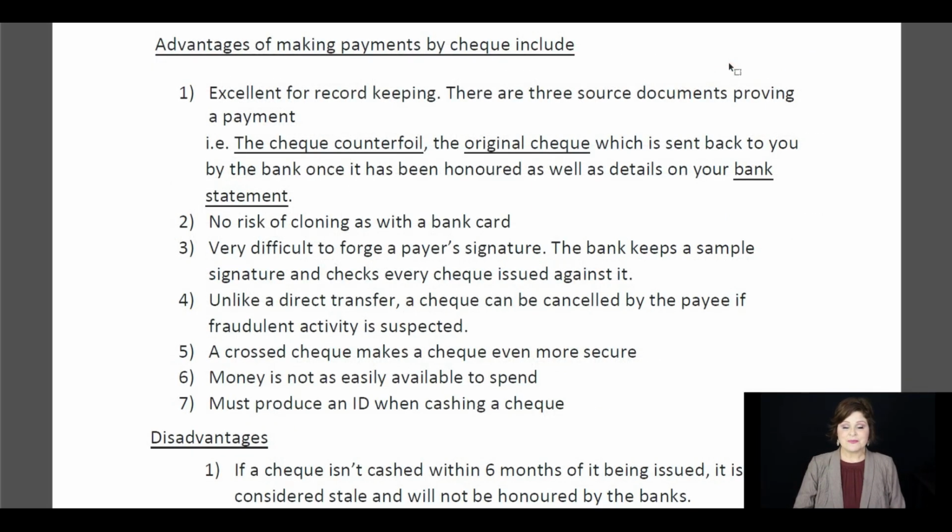The advantages of making payments by check include, number one, excellent for record keeping. There are 3 source documents proving a payment. Now remember, I taught you about the check counterfoil. That will be your primary source document. Then there are secondary source documents, and these include the original check and the bank statement. How that happens is once the check has been honored by your bank, they will actually send that check back to you with your bank statement. And then you can check against your bank statement which checks that you have issued have actually gone through your bank. So those will be your secondary source documents.